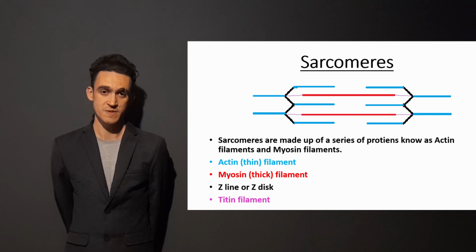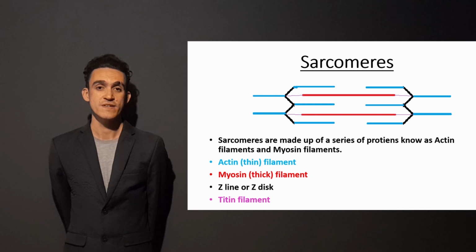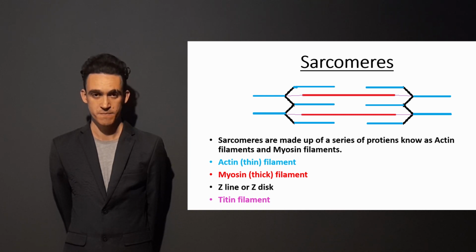The black lines represent the Z discs, or the Z lines. The actin filament is connected directly to the Z lines, whereas the myosin filament is connected to the Z lines via a coil-like protein called the titin filament.